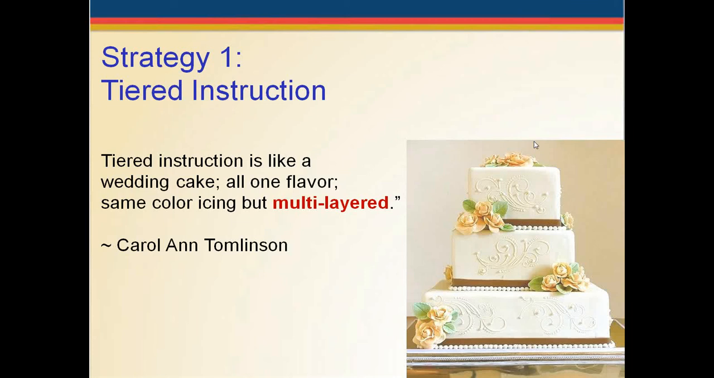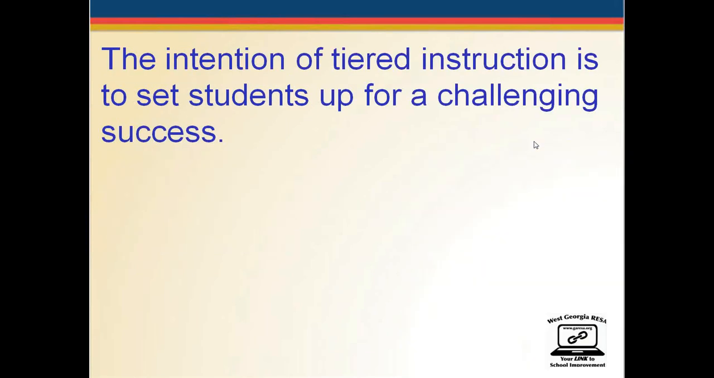I really love Tomlinson's analogy here of tiered instruction being like a wedding cake, all one flavor, the same color icing, but multi-layered. So students can be doing this, the same work, addressing the same standard, getting the same diet, if you will, and the same menu. They might even have the same exact same size of cake, but coming from different tiers, coming from different layers.